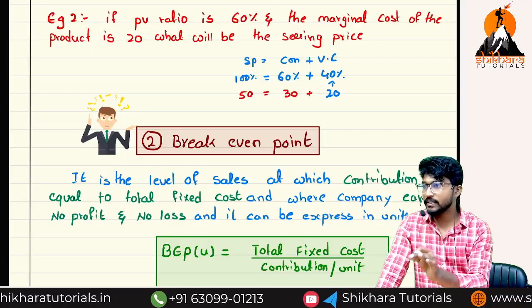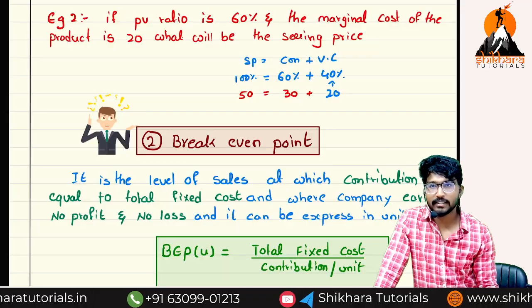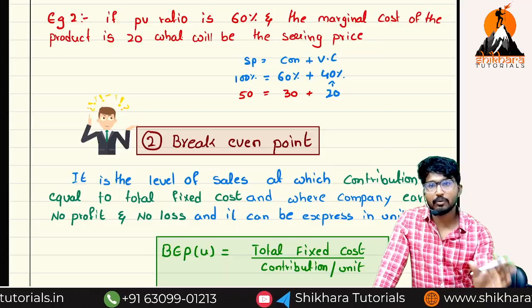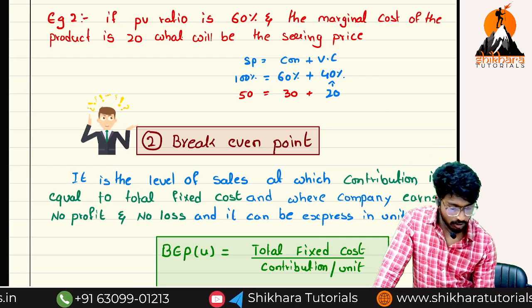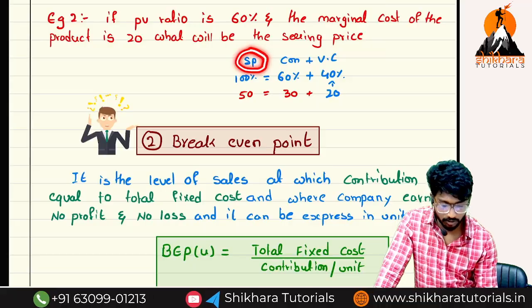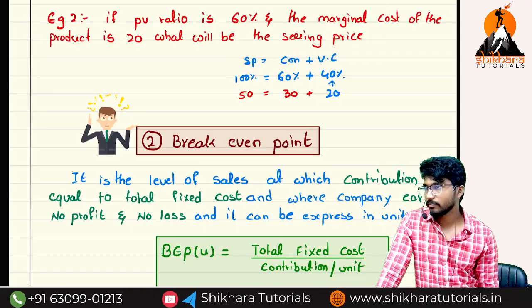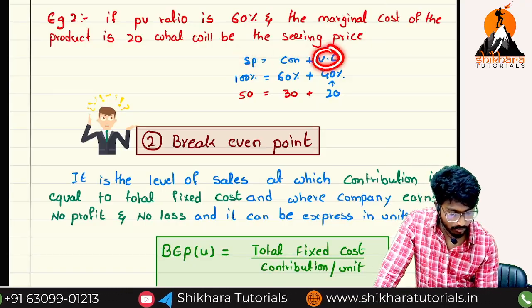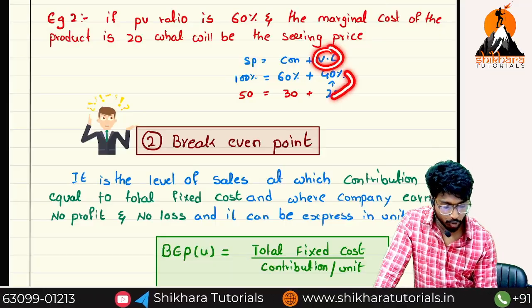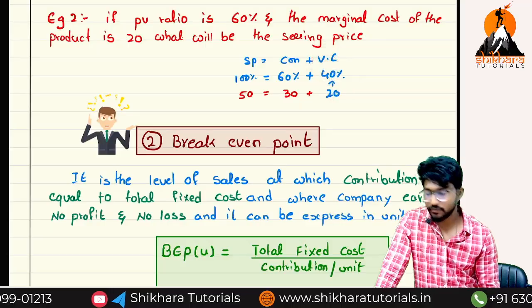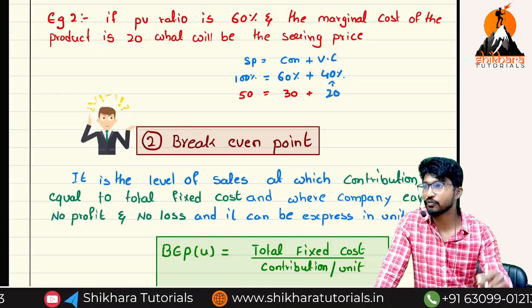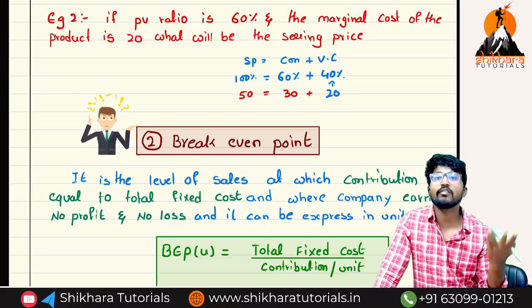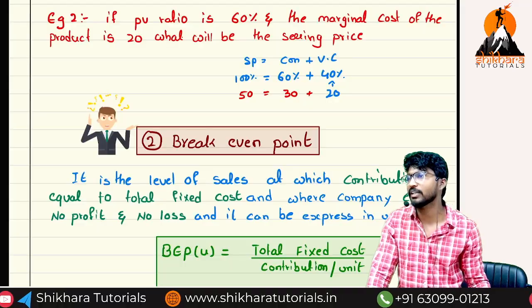Here PV ratio is 60%. That is nothing but contribution portion. Now selling price is nothing but contribution plus variable cost. Now variable cost is how much? 20 rupees. That is equal to how much? 40%. If 20 rupees is equal to 40%, then what is the value of 100%? Nothing but cross multiplication only.